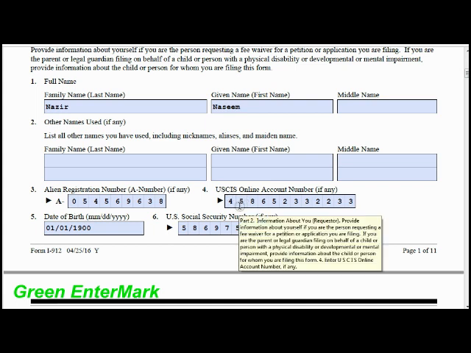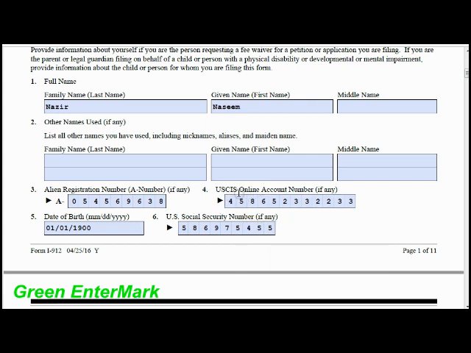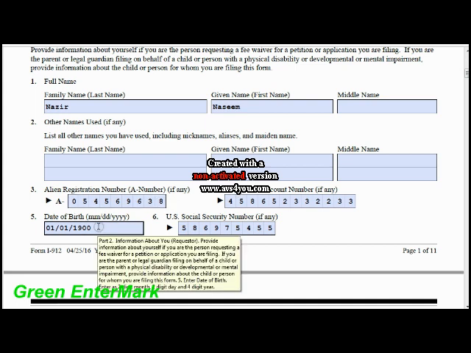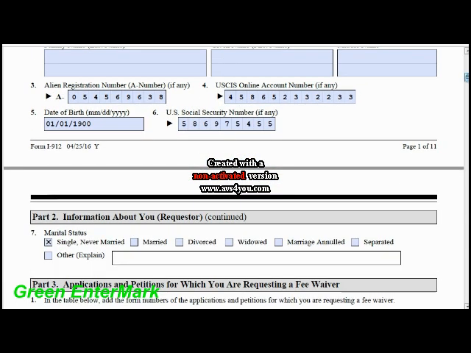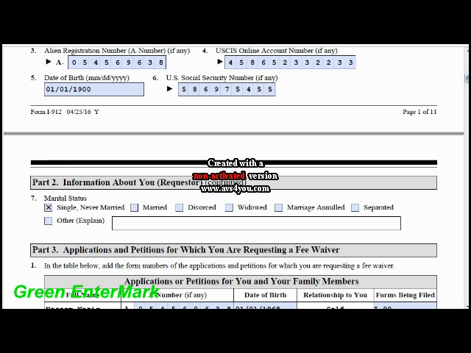You can find this USCIS number on the back of your green card. Then mention your date of birth and your Social Security number, which is mentioned on your Social Security card. Then your marital status, whether you are single, never married, married, divorced, widowed, marriage annulled, separated, or other, you have to mention here. Here Part 2 ends.